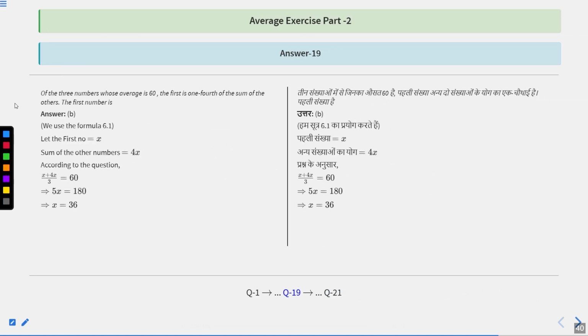Now the question says, of the 3 numbers whose average is 60, the first is 1/4 of the sum of the others. Clear? So we can make the equation. First we let the number be x. So the sum of the other numbers becomes 4x. According to the question, (x + 4x)/3 equals 60. It is given. So x equals 36. When we calculate it, we get the value of x, which is 36. So B is the correct answer. So the first number will be 36. Next one.